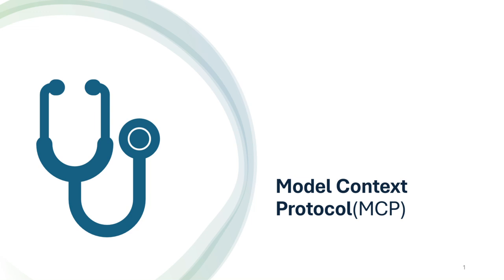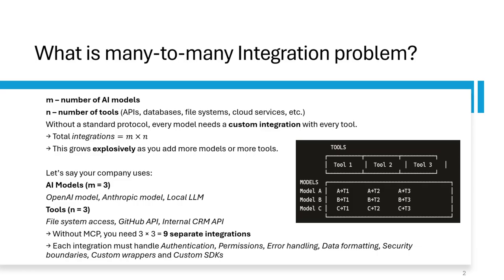Today's video we'll learn about Model Context Protocol, or MCP. What is MCP, why is it used, and how does it help us in the AI ecosystem? So let's take an example of how MCP is going to help us with the real-time problem while dealing with multiple AI models and multiple tools, and we call it the many-to-many integration problem.